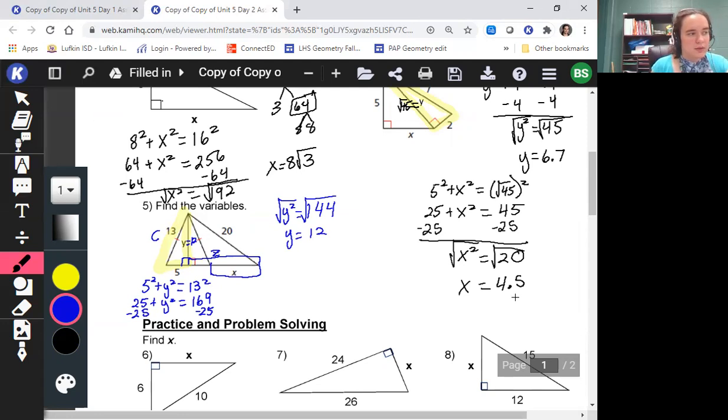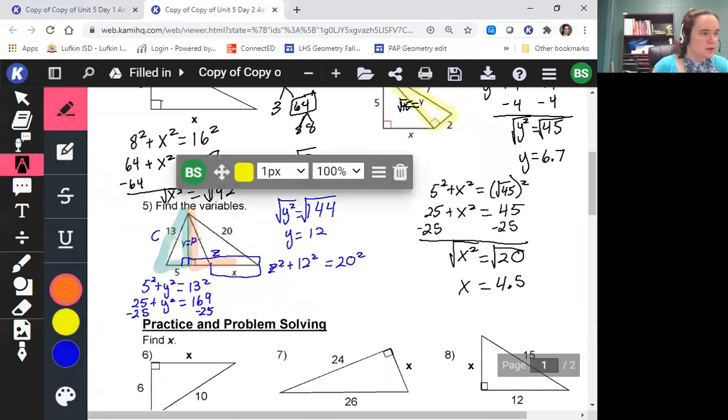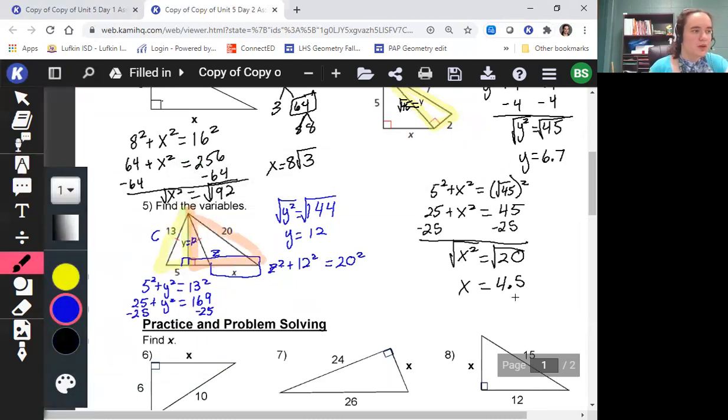So I'm going to take z squared plus 12 squared equaling 20 squared, because the triangle that we're in is this one. So we have z squared plus 144 equaling 400, subtracting 144 from both sides, and z squared equals 256, square rooting both sides, and z equals 16.